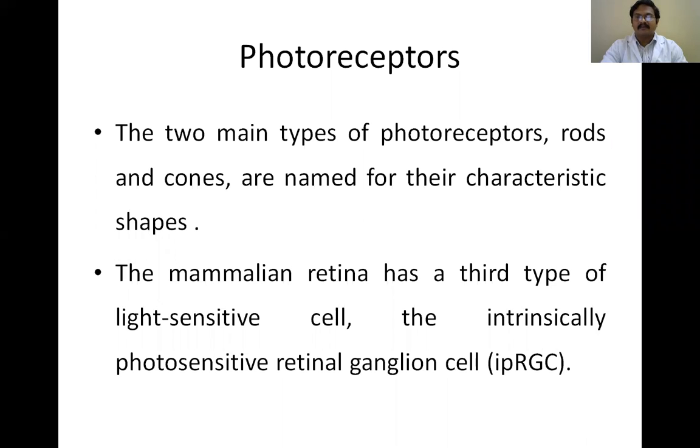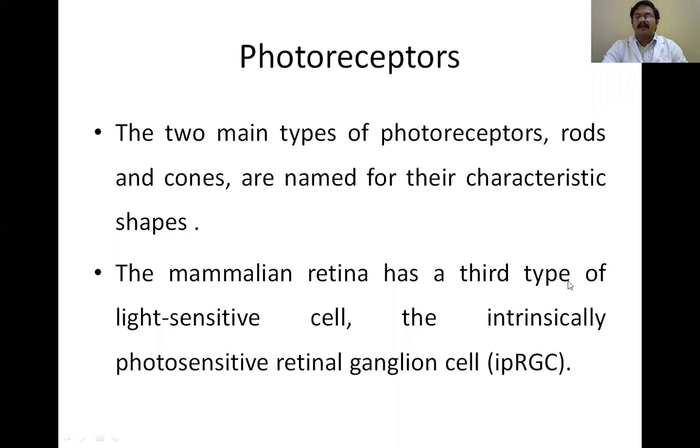There are three types of cones, S cones, L cones, and M cones. The photopigments you already discussed, the cyanolabe, erythrolabe, and chlorolabe. Already we have discussed when we discussed the color vision. The two main types of photoreceptors are the rods and cones, named based on their characteristic shapes. Already we have discussed in the earlier classes.